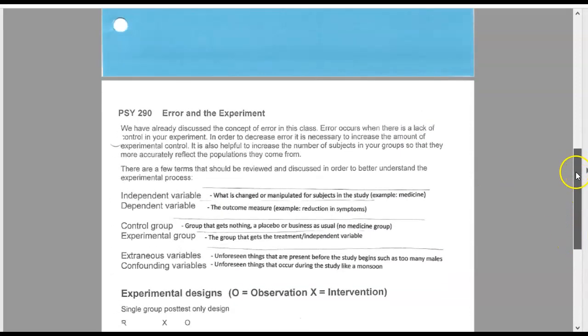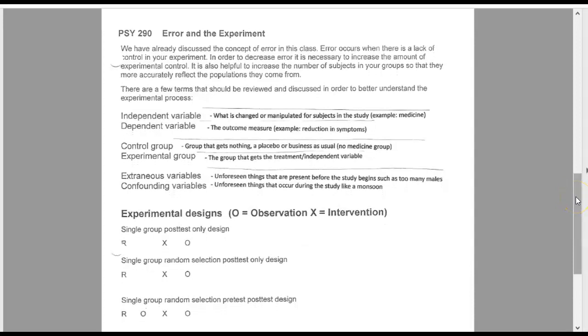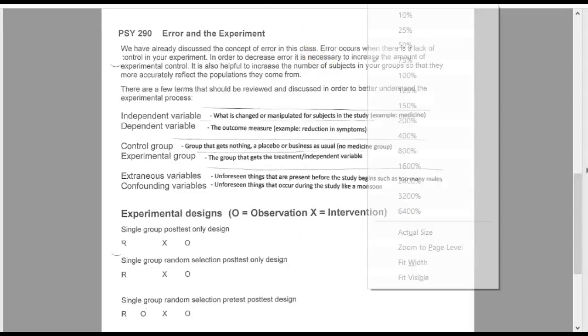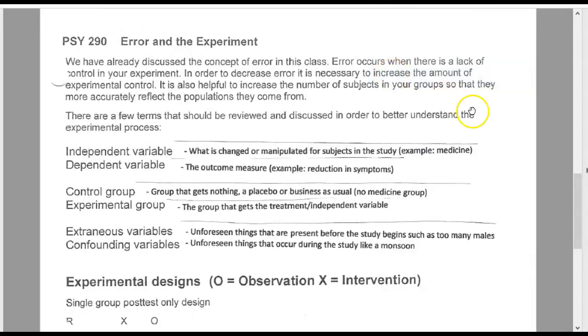So, real quick recap, error in the experiment. This will get you ready for the next exam, exam number 4, because it's the last section of the reading packet before the exam. An independent variable. What is changing or being manipulated? The dependent variable. What are you measuring at the end? The control group. Expand this a little. The group that gets nothing.